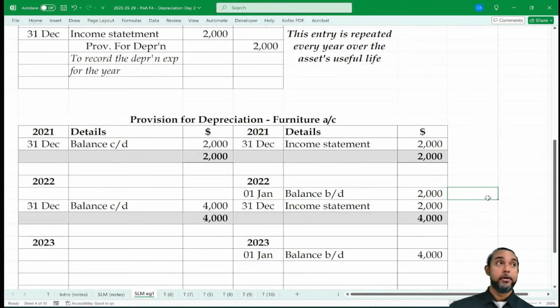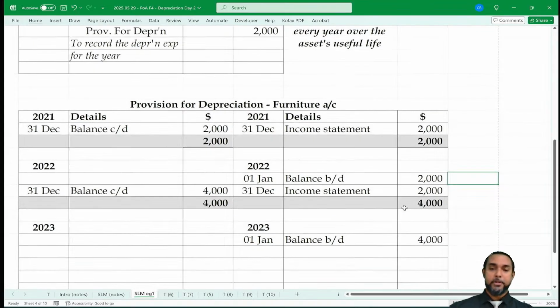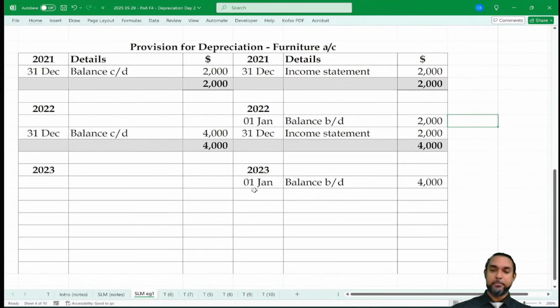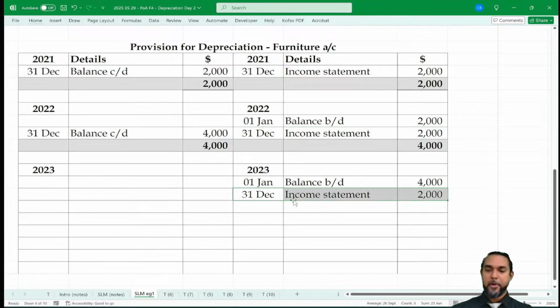Right. Ready? Okay. So in the third year, we have to charge depreciation again. And guess what we do? We charge the same amount. So at the end of the year, we now have 6,000 in total.